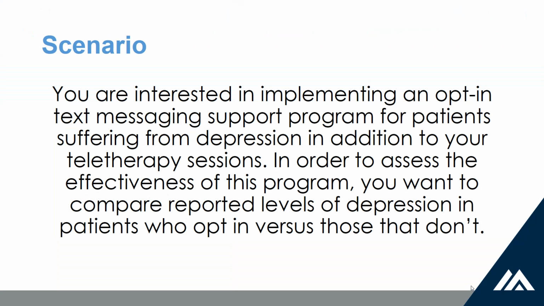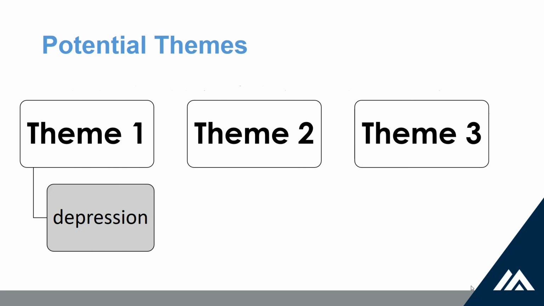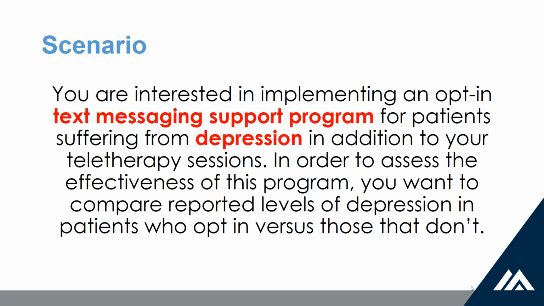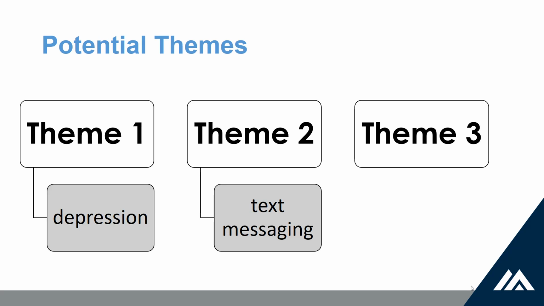So to start your search, what you'll want to do is identify 2 to 3 themes that come out of the topic that you're searching. So in this case, we really have 2 main themes that are popping out. The first is depression. So we're looking for studies that are related to clients that have depression. The second theme is we're looking for this text messaging support program. So again, that's the intervention that we're looking at to see if it's effective. So that's going to be our second theme.